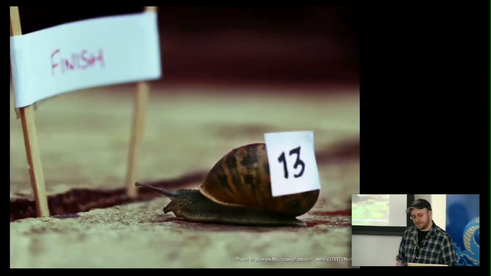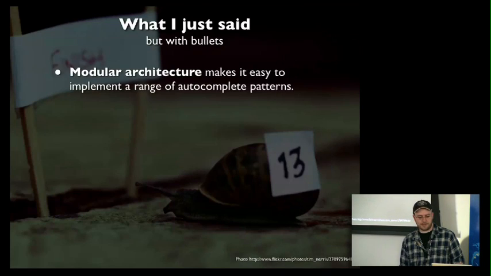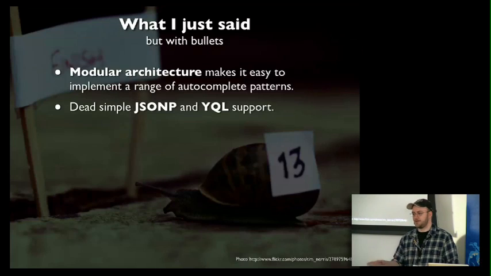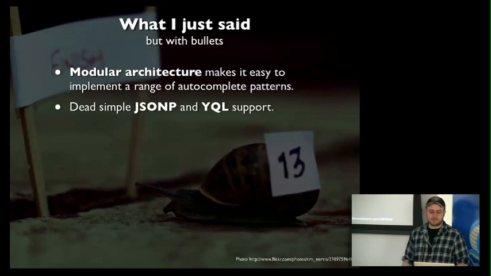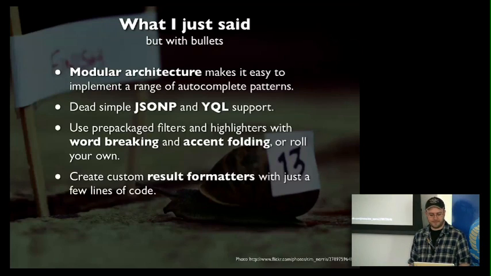So we're racing towards the finish. I want to recap what I just told you. So to recap, modular architecture, awesome. Dead simple JSONP and YQL. Drop autocomplete in a page, throw in a YQL query. You can even do some awesome stuff on YQL with custom tables. Have a blast there. Prepackaged filters and highlighters. Word breaking, accent folding, snowman.